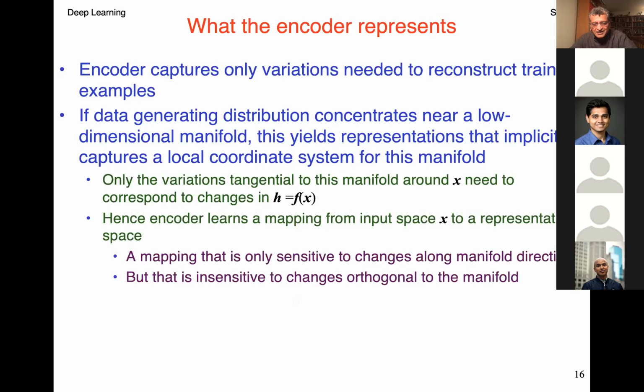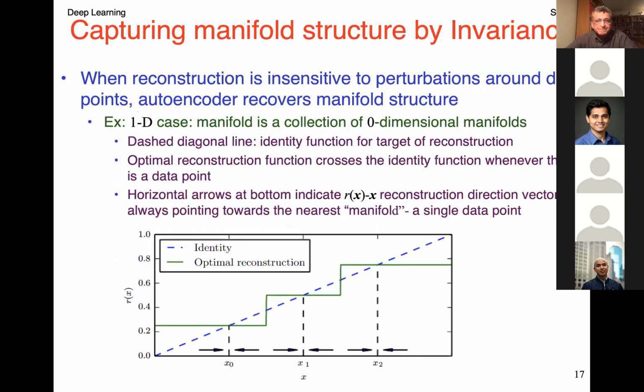Okay, so let's get a little bit more of a sense here. This one is an interesting example of capturing manifold structure by invariance. So this says when reconstruction is insensitive to perturbations around the data points, the encoder recovers manifold structure.